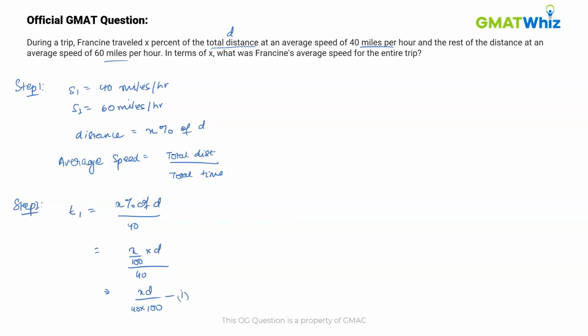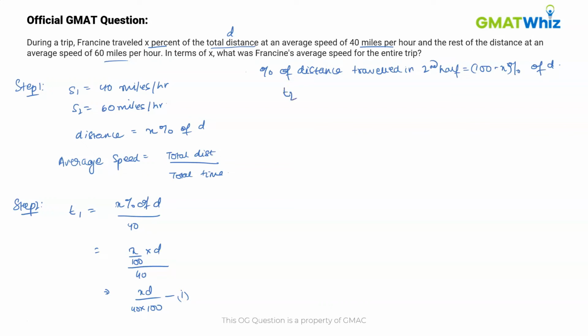Similarly, when we find out the time to cover the second half of the trip, we first find out the difference. Now if he travels X% of the distance in the first part of the trip, then the distance that he travels in the second part of the trip, the percentage of distance travelled in second half, will be equal to 100 minus X% of d.